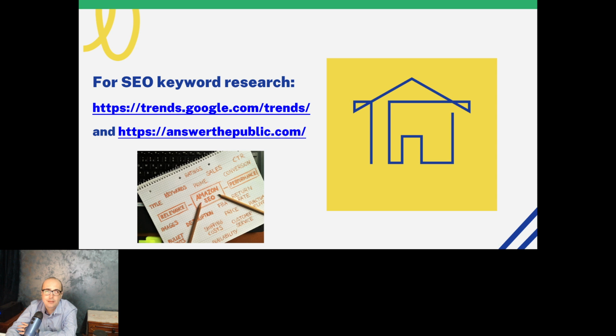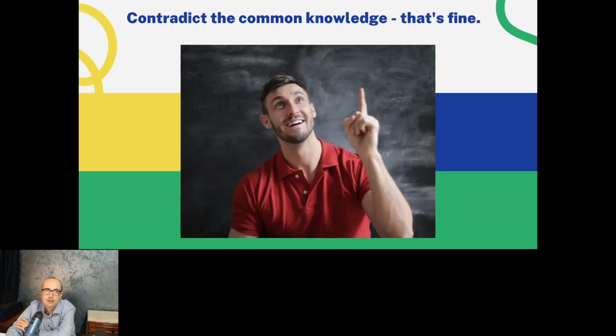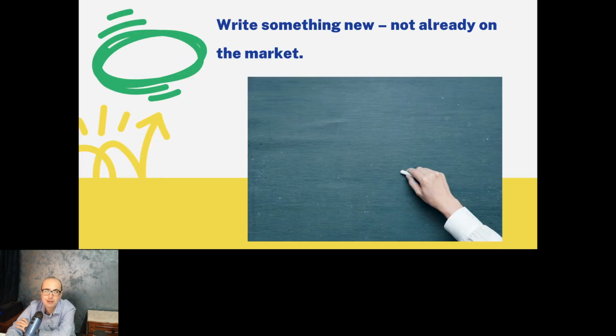For SEO keyword research, there are tools like Google Trends and Answer the Public. You should also use ChatGPT to do research. I don't advise you to write the articles with ChatGPT, but you can use it for research. If you contradict common knowledge, that's fine. I think it's okay, at times, to contradict what's typical and natural.